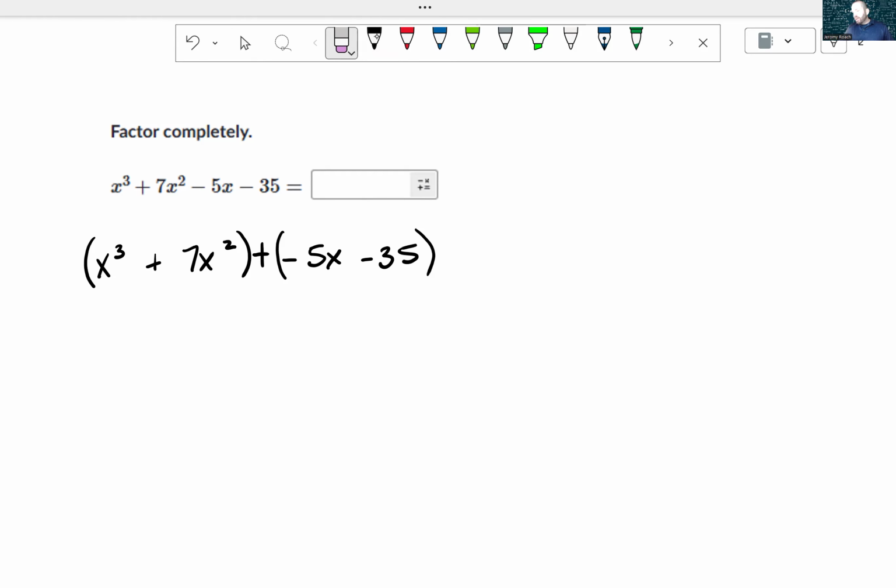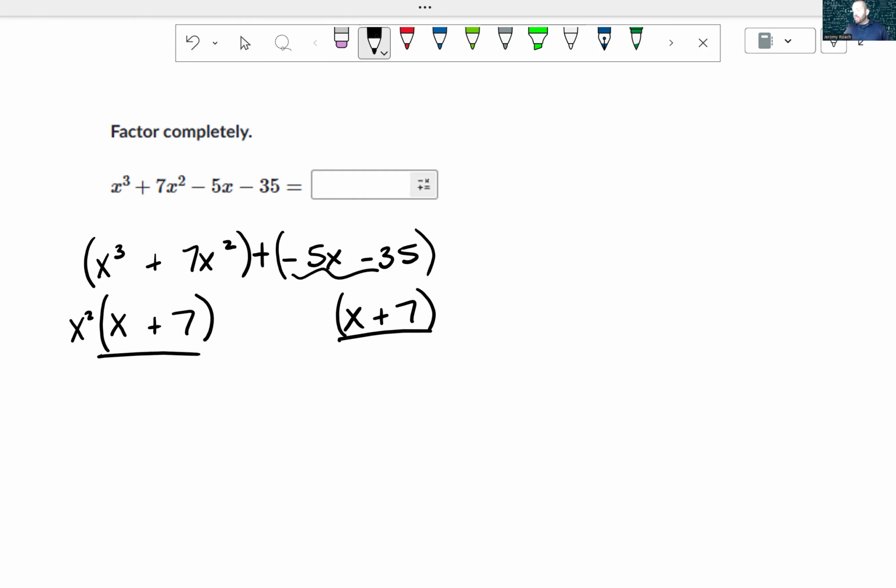Now we're going to take out our greatest common factor from the first binomial and from the second binomial. So we're going to factor out x squared from the first binomial. This is x squared, and this is x plus 7. Now, when we factor by grouping, we want a factor pair there and there, and we want it to be the same amount. So I'm going to write x plus 7 here.